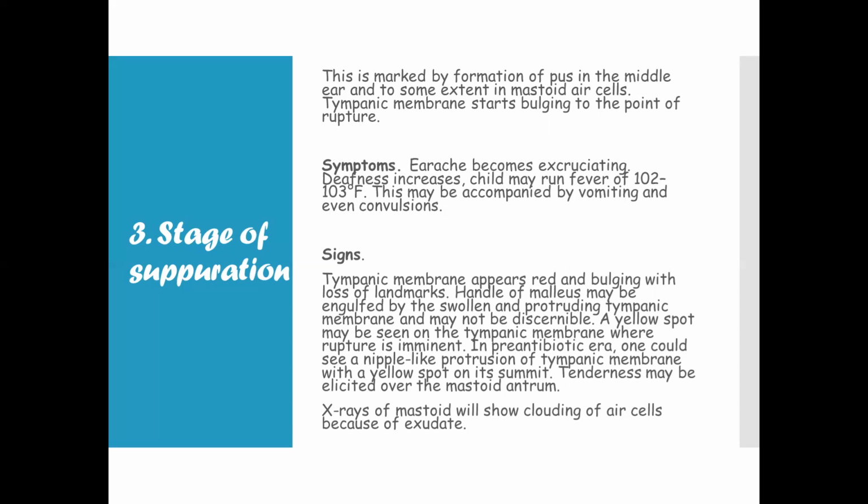Then the signs include the tympanic membrane appearing red and bulging with loss of landmarks. The handle of malleus may be engulfed by the swollen and protruding tympanic membrane and may not be discernible. A yellow spot may be seen on the tympanic membrane where rupture is imminent. In the pre-antibiotic era, one could see a nipple-like protrusion of the tympanic membrane with a yellow spot on its summit. Tenderness may be elicited over the mastoid antrum. Then, if you do an X-ray of the mastoid, you will be able to see clouding of air cells because of the exudate.